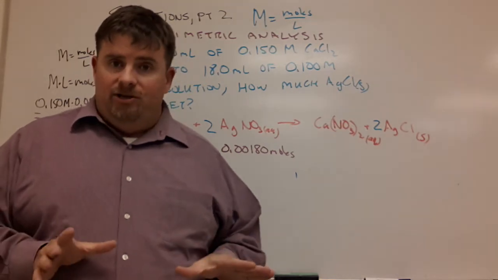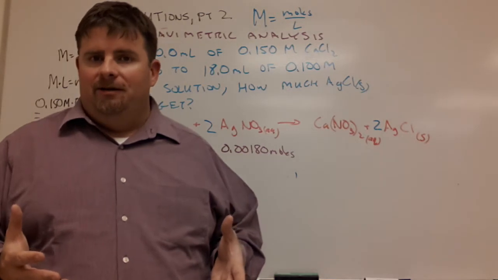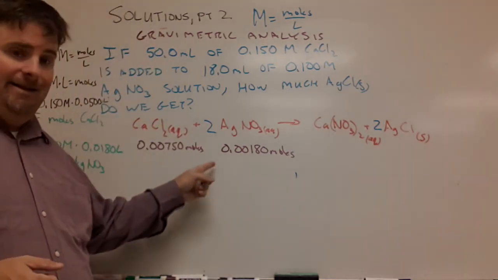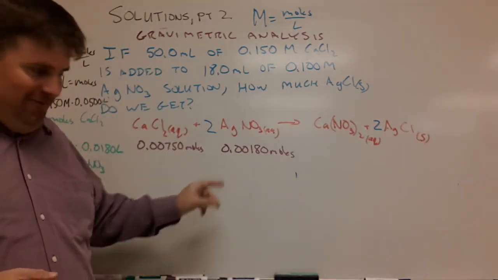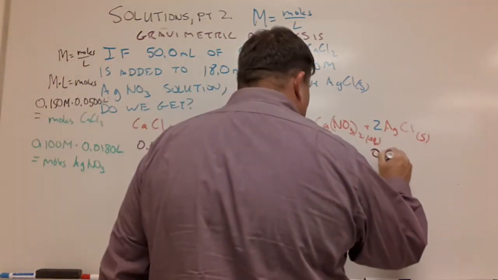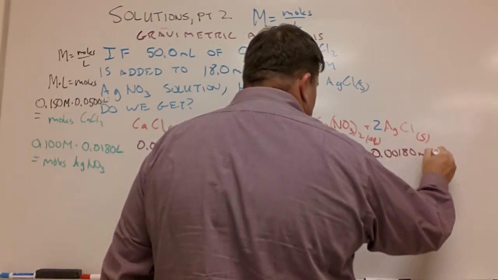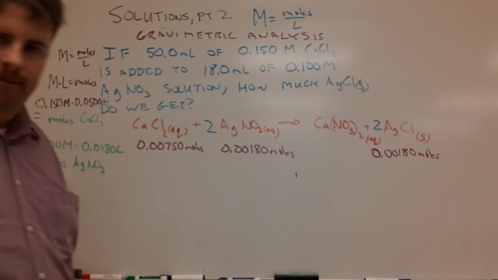Since silver nitrate is our limiting reagent, how many moles of silver chloride are going to be generated? I'll give you a hint. It's that number. Did you say that number? Good for you. All right, great. We're on the same page. So at this point, 0.00180 moles of silver chloride is going to be generated.